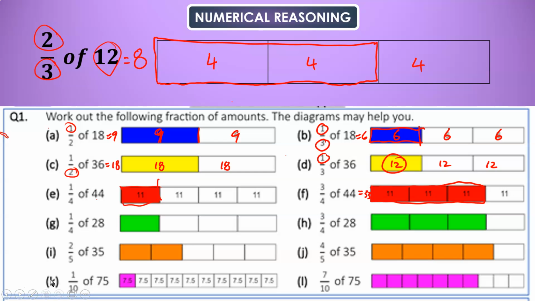Okay, hopefully you had a go at those questions. Let's have a look at the answers. G is equal to 7 because it's 1. 3/4 must be 3 times 7, so 21. We've got 2, so 14. And here we've got 4, so it's 28. Now the last one's been done for us, that 1/10 of 75 is 7.5.